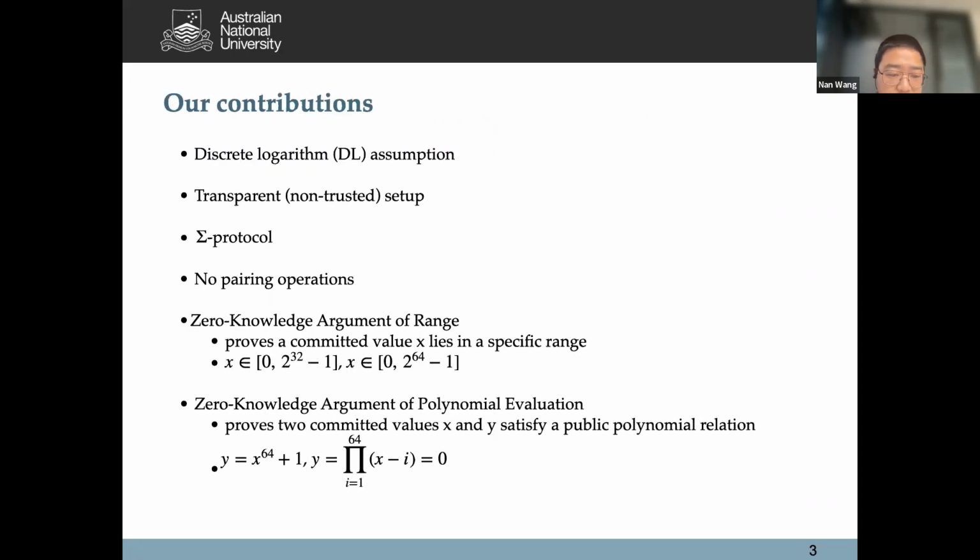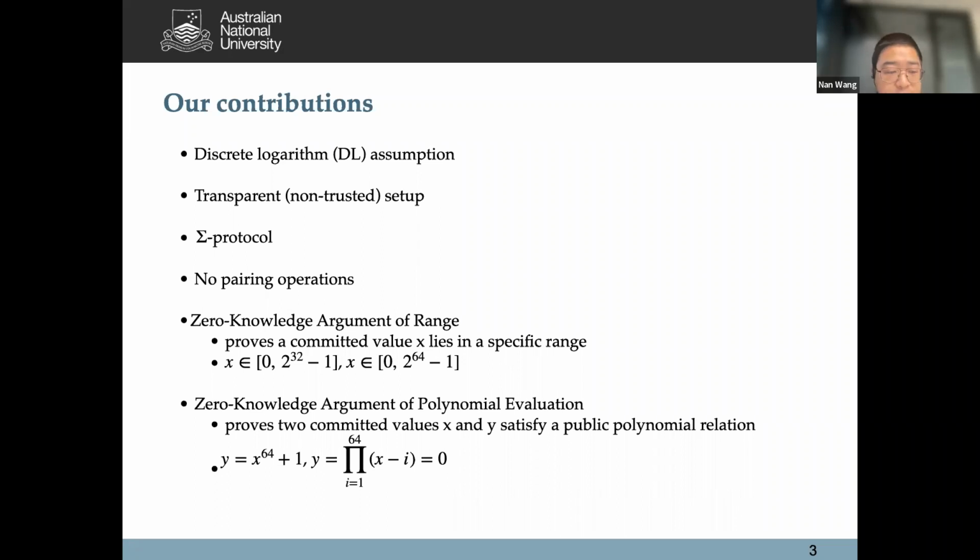Flash proofs are three-round sigma protocols under the discrete logarithm assumption with a transparent setup. They do not require any computationally expensive pairing operations. Flash proof consists of two types of arguments: a range argument and a polynomial evaluation argument. The range argument aims to prove that a committed value x lies in a specific range. For example, we can prove x is in a range between 0 and 2^32 minus 1, or between 0 and 2^64 minus 1, without revealing what x is.